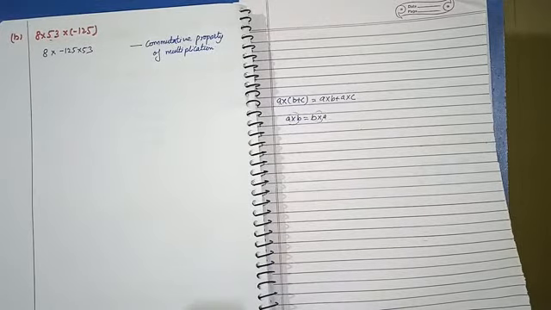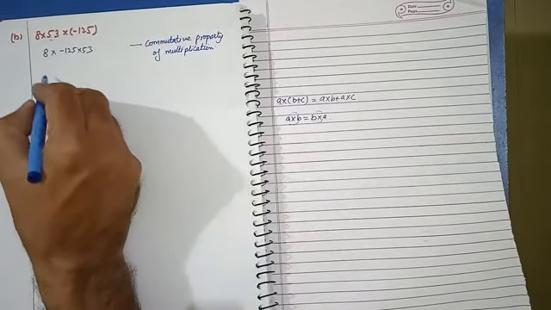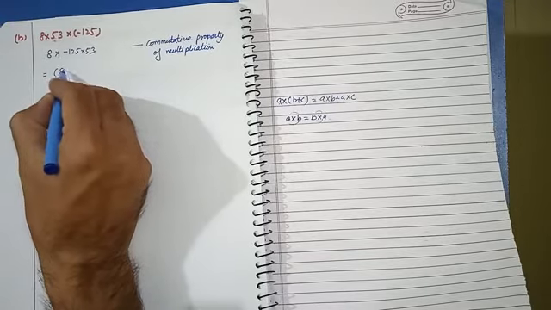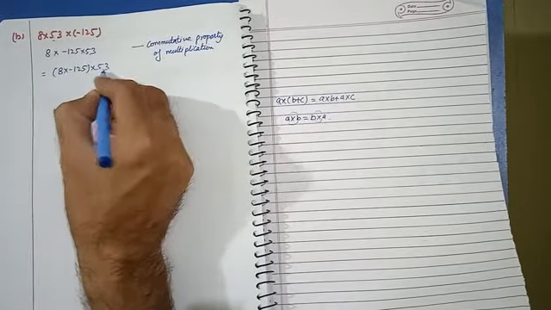We are using here the commutative property of multiplication. I hope this is clear to you. Okay, now we will multiply these two. We will multiply 8 and -125. Okay, so let's multiply this.